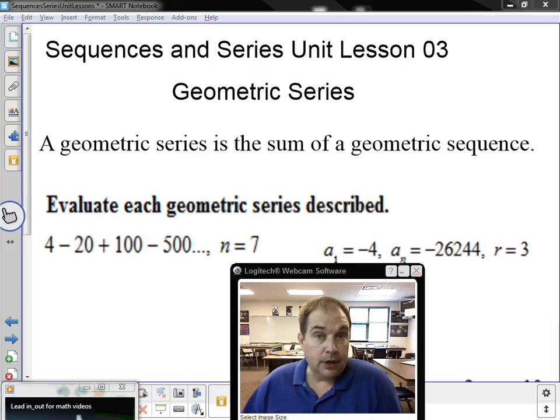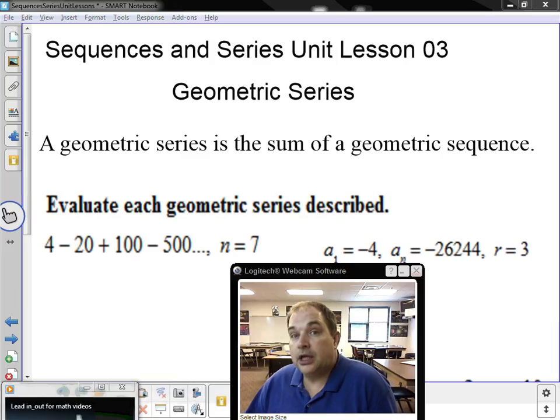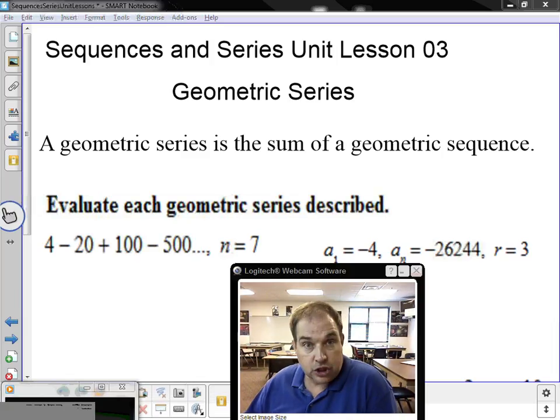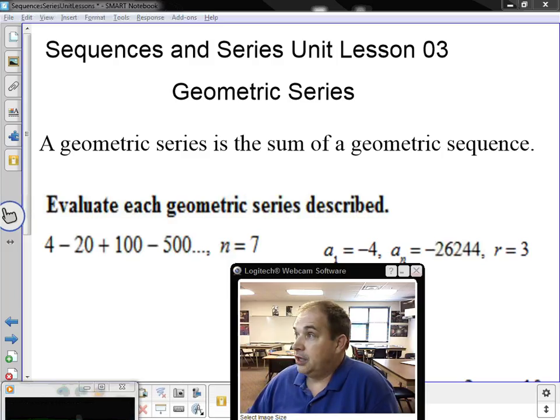Okay, third lesson of the unit. This time we're talking about a different kind of series. Like the arithmetic series, we're still going to add the terms of the sequence together. That's what I need to say. We're going to add those together yet.